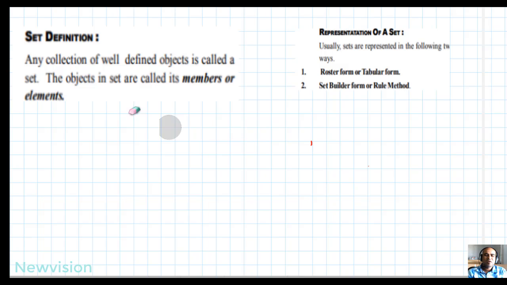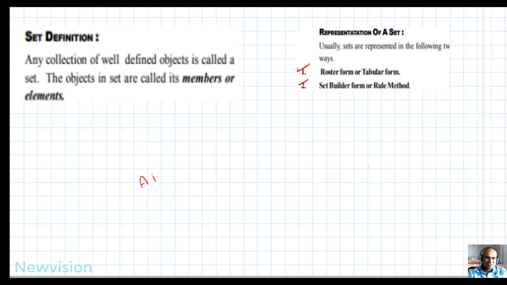Next one is representation of sets. Usually sets are represented in the following 2 ways: roster form or tabular form, and second one, set builder form or rule form. Generally we use these 2 types. Roster form is also called tabular form. Set builder form is also called rule form. What is meant by roster form? I will explain through an example now.